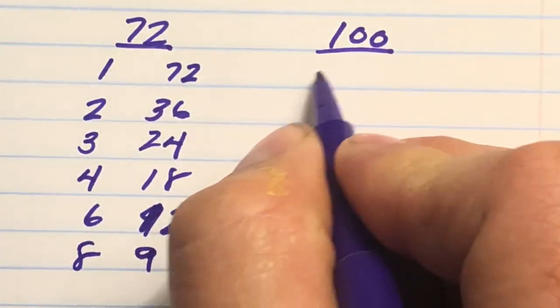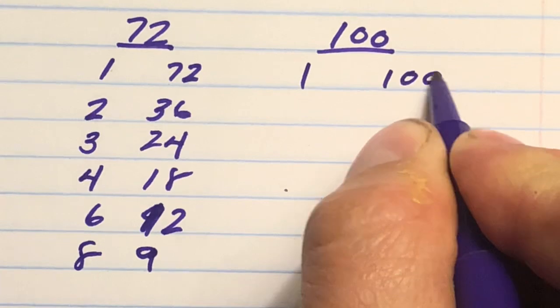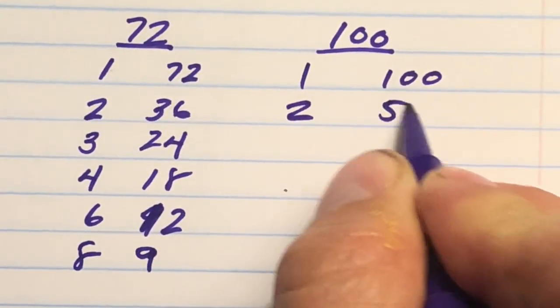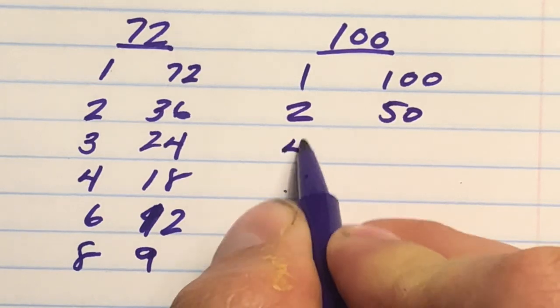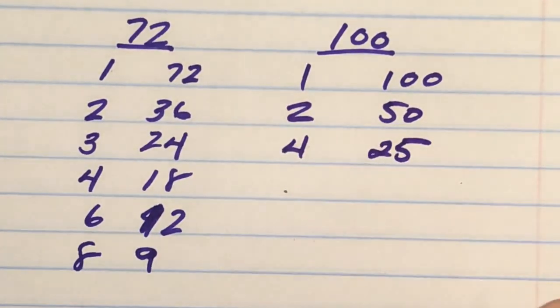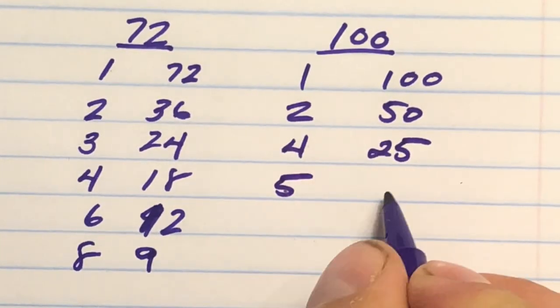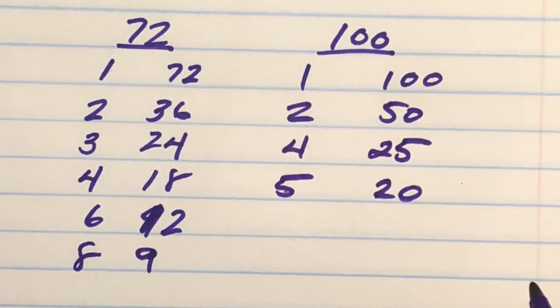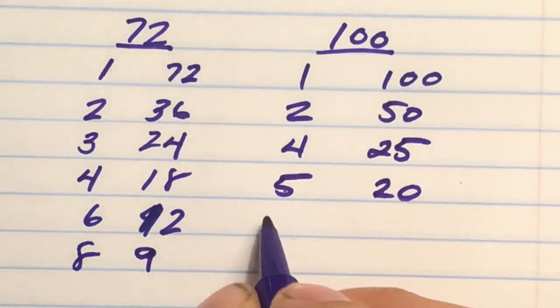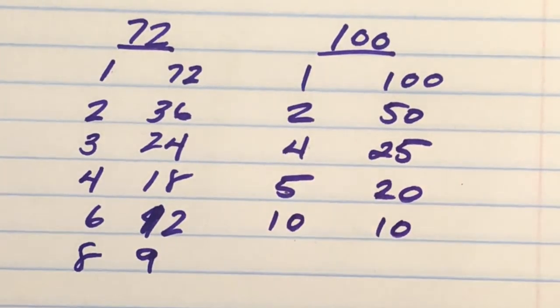Factors of 100: 1 and 100, 2 and 50, 3? Nope, 3 is not a factor. How about 4 and 25, 5 and what? 20. 6? Nope, 7, 8, 9. What about 10 and 10? So there's all my factors.